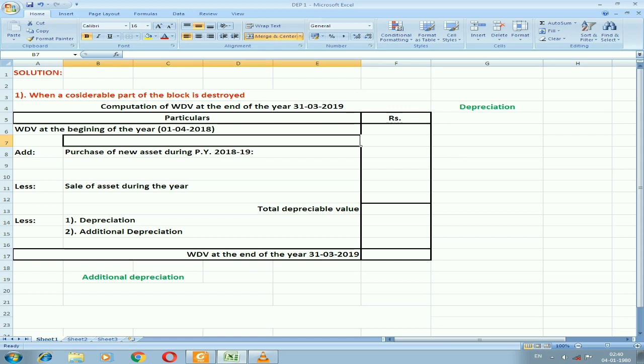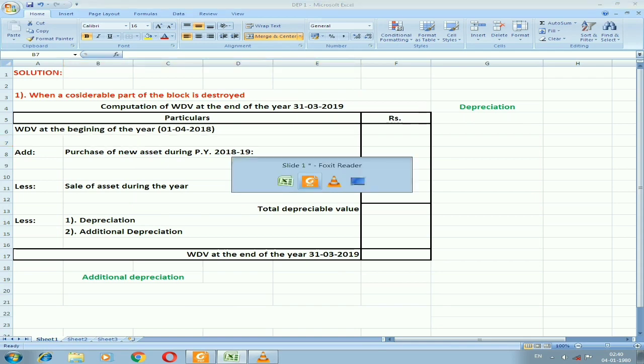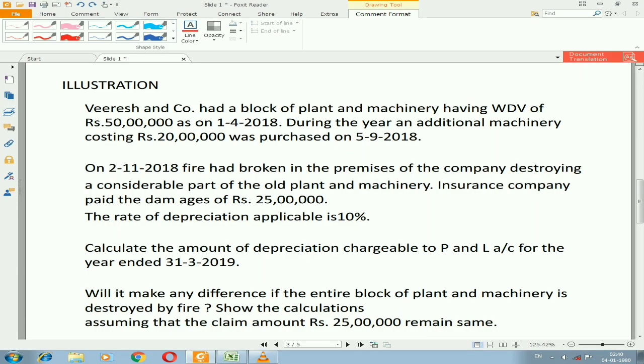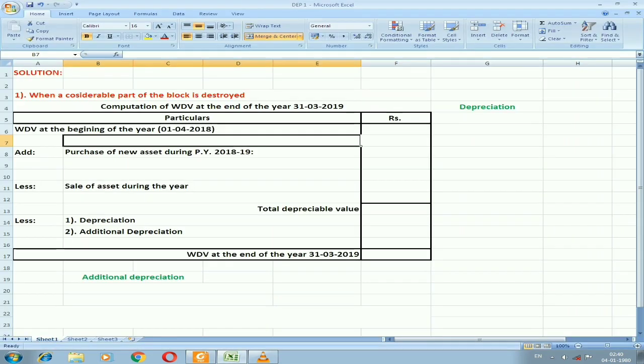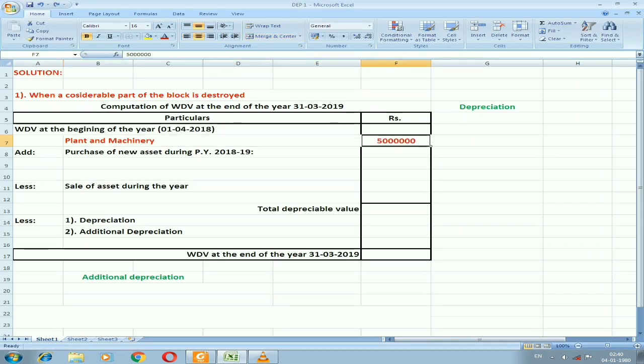So let me start with the first one, that is WDV, written down value at the beginning of the year on 1/4/2018. Here I need to take the opening value of the plant and machinery, as on the date of 1/4/2018. Let me see in the question. So here we have plant and machinery having WDV of rupees 50 lakh as on 1/4/2018. So that opening value I need to take here, an amount of 50 lakh. So I am entering plant and machinery, and I am writing the amount of 50 lakh.